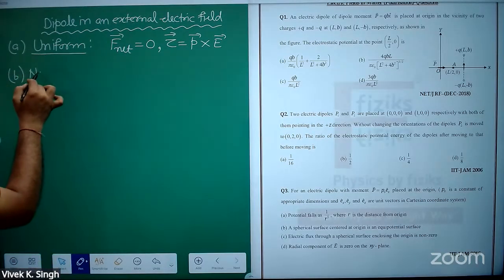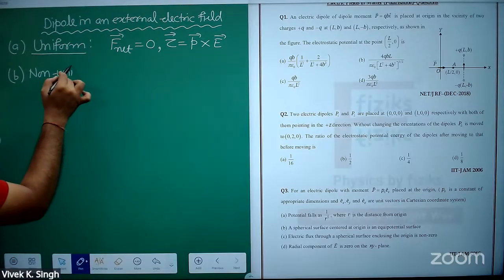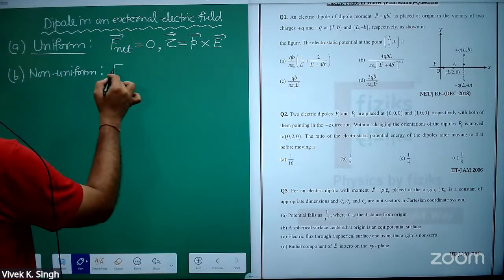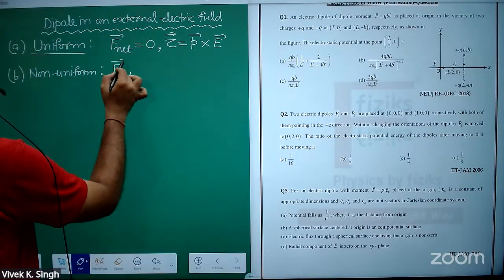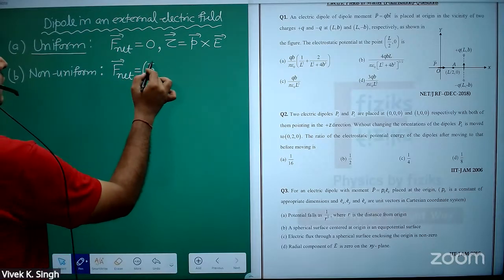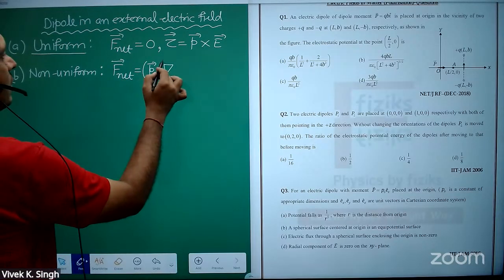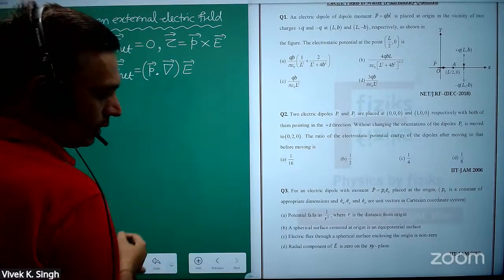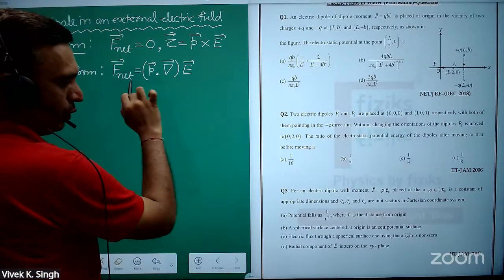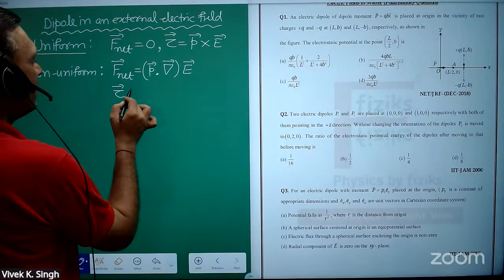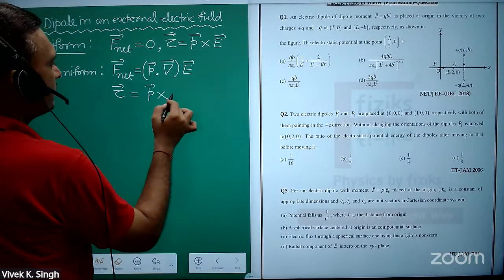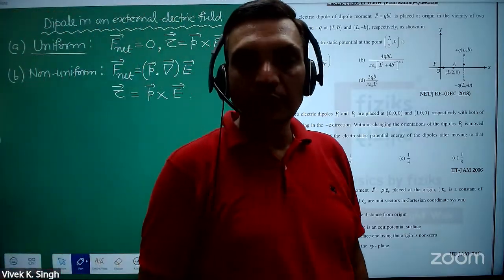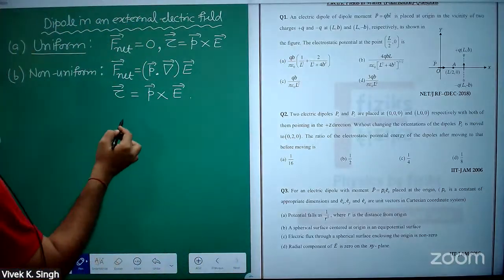Now the field is non-uniform. If the field is non-uniform, then the net force is given by P dot del E. So P dot del is an operator. If you operate on E in component form, you will get the net force. And the torque is still given by P cross E. So you must remember the net force and torque on a dipole.